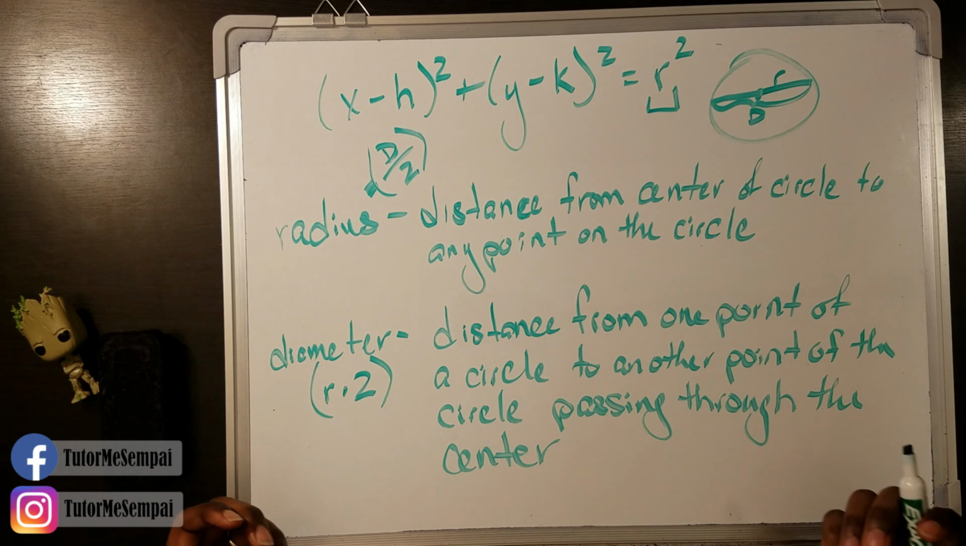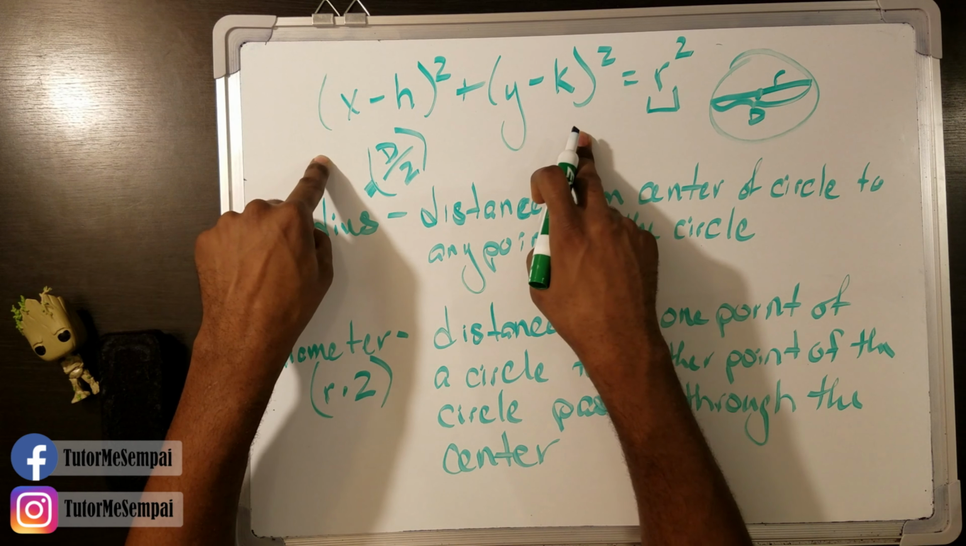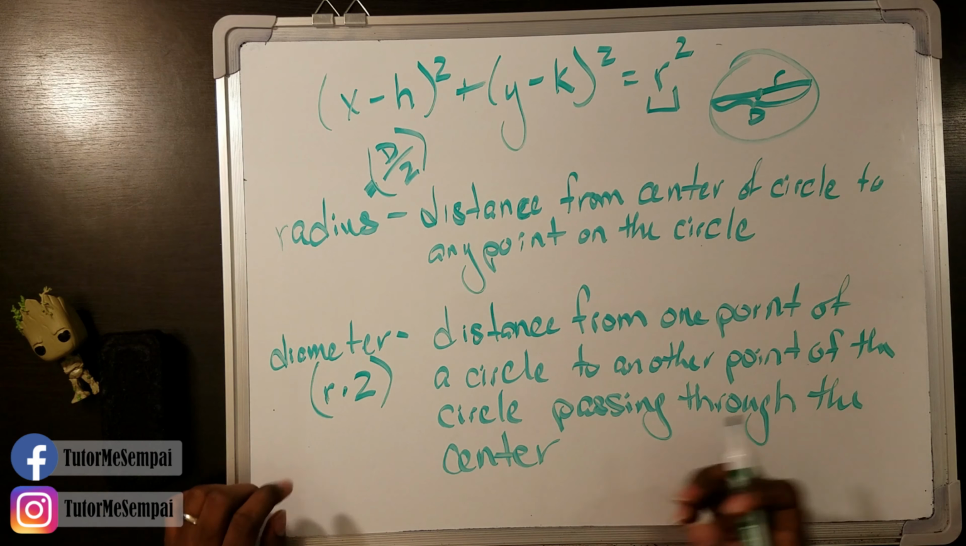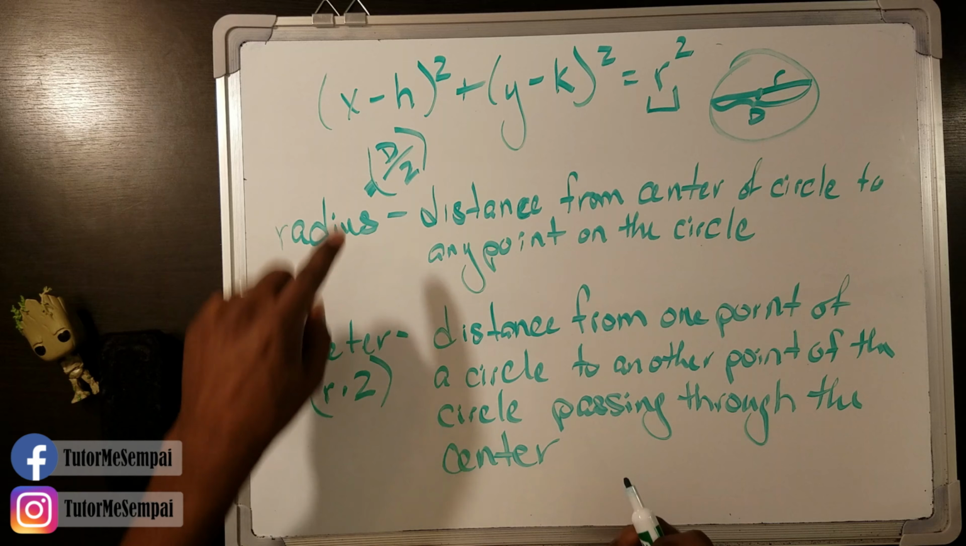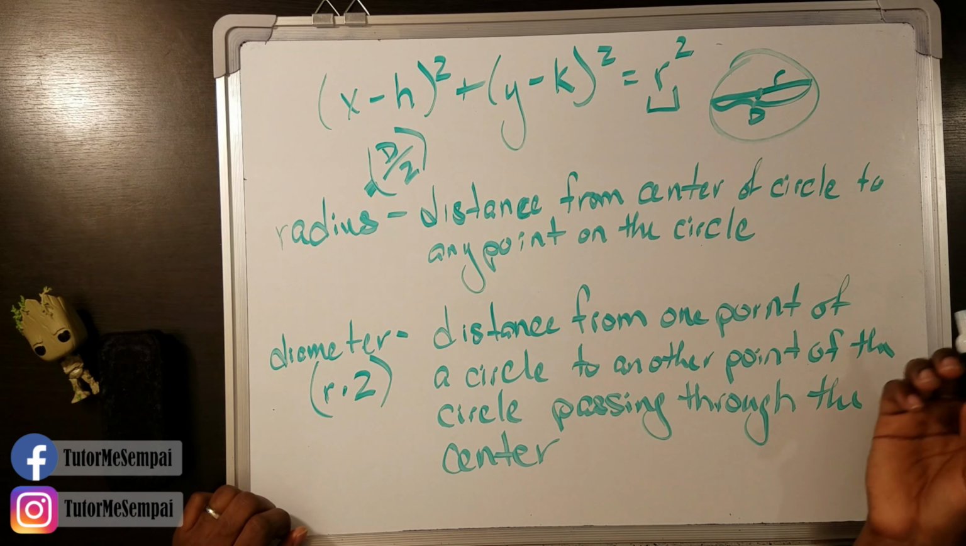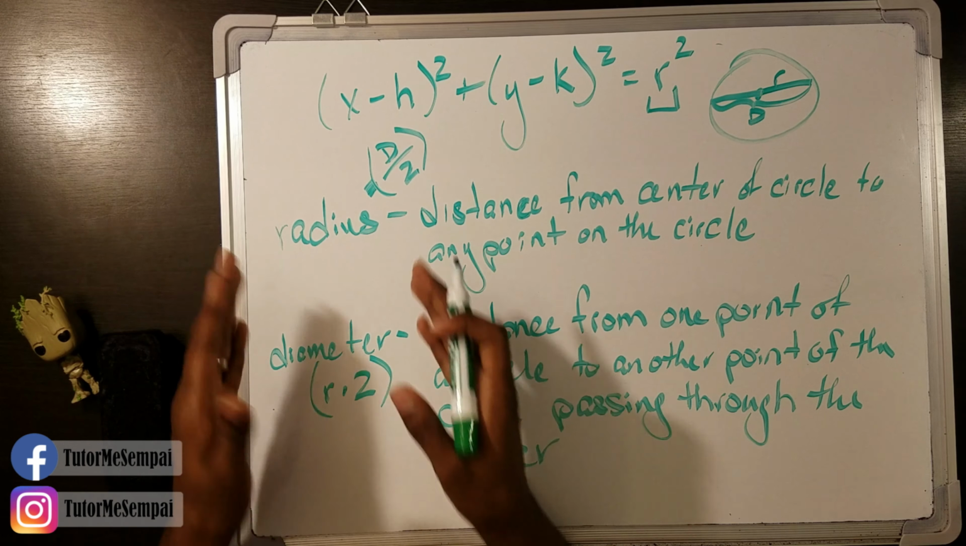There will be a lot of times where they might give you the diameter, and if you're trying to find your equation, you're going to need to make it into a radius. Now that we know the diameter is 2 times the radius, we can always divide our diameter by 2 and get our radius. So that's why we want to know what a diameter is and what the radius is.